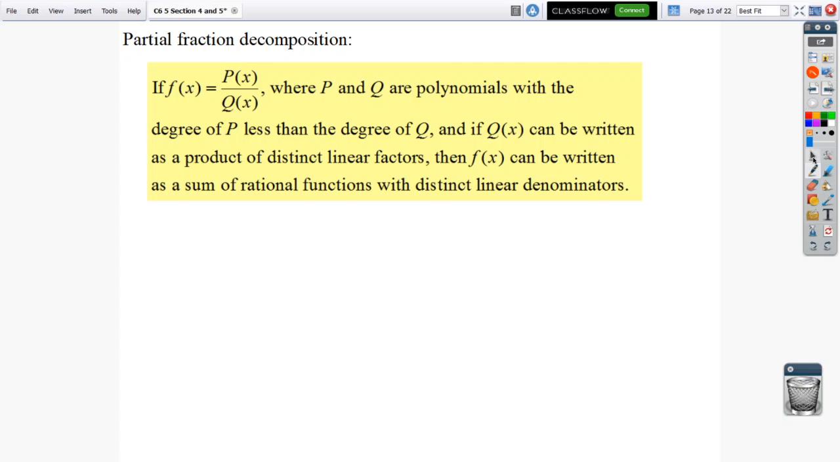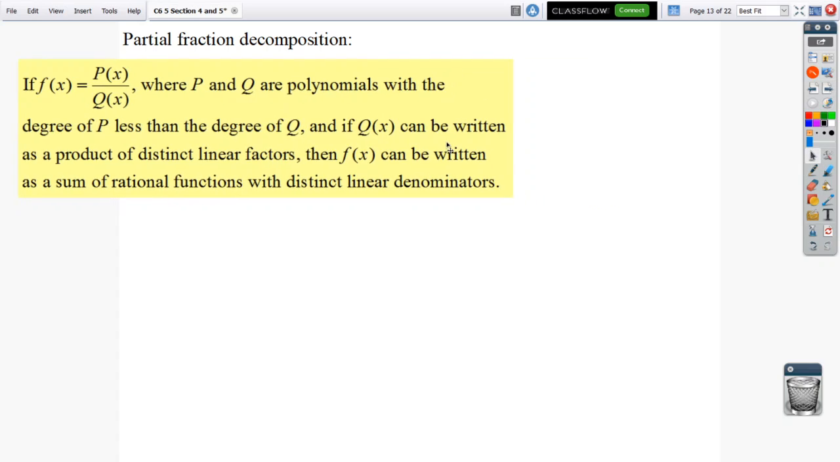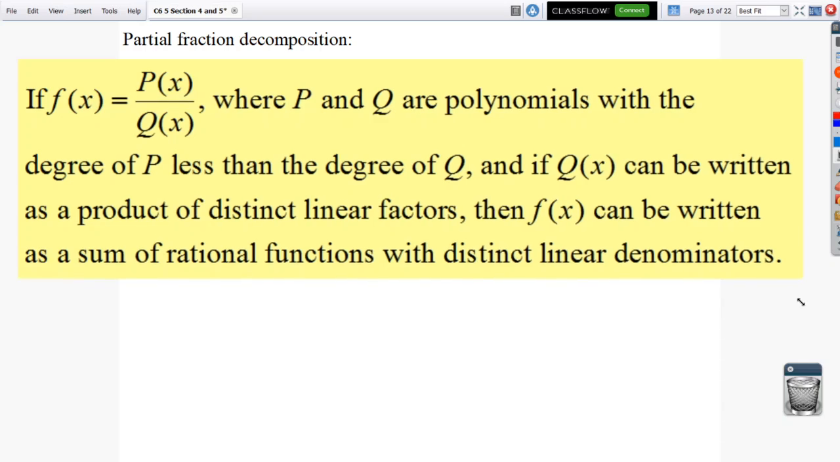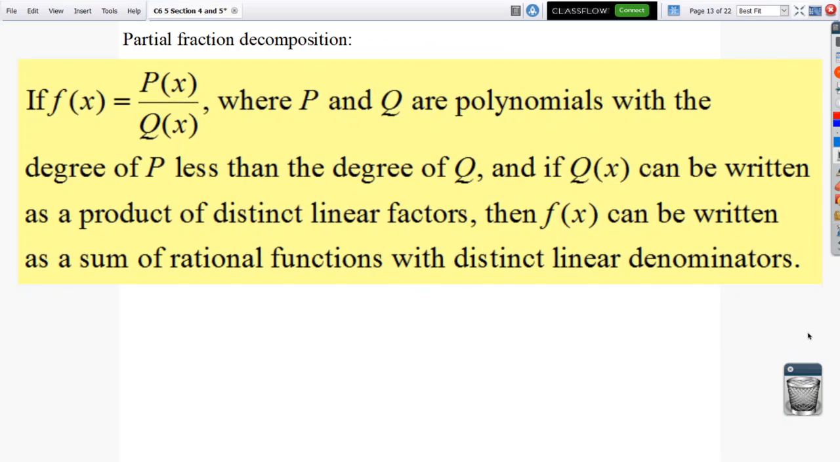Now we have partial fraction decomposition. Again, if you took trig pre-calc at collegiate last year, you know this process. This process is the reverse of that warm-up that I had up there. So if f of x is equal to p of x over q of x, where p and q are polynomials with the degree of p less than the degree of q, and if q of x can be written as a product of distinct linear factors, then f of x can be written as a sum of rational functions with distinct linear denominators. Okay, that's a lot of things.